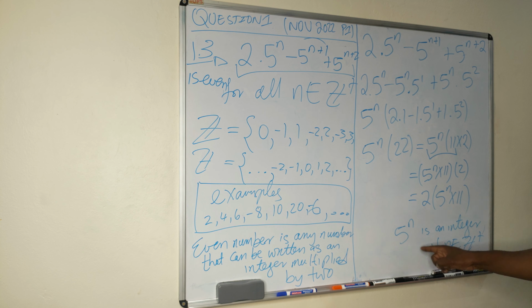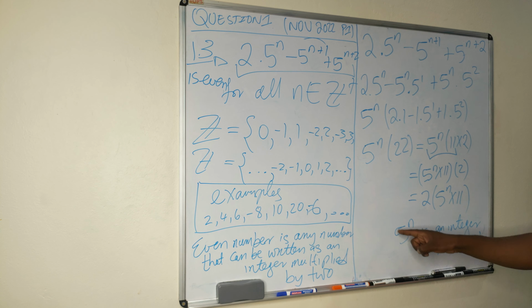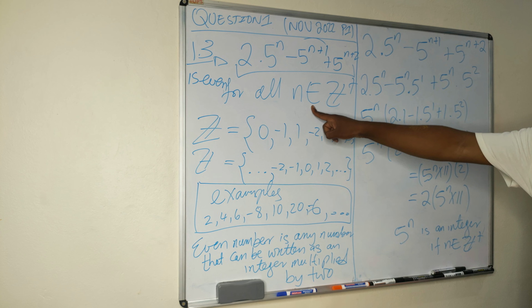So this will always be an integer. 4n is a positive integer. But we're told that that is the case, right?